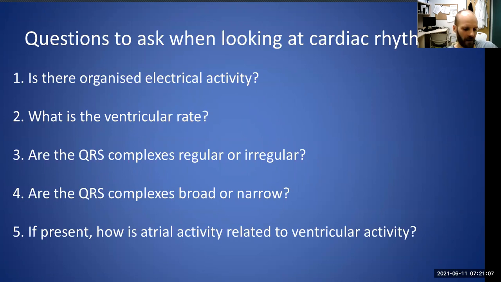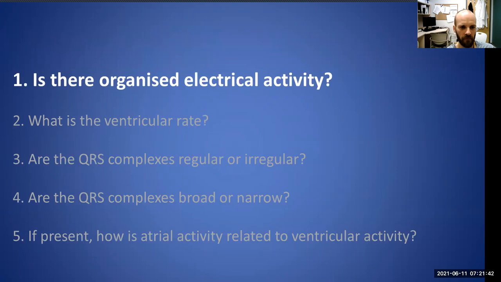As it's the context we're going to put these in, expanding on the things that we've done last time, we're going to ask some questions when looking at cardiac rhythm that will enable us to put things into boxes to work out what sort of rhythm is going on here. Is there organized electrical activity? What's the rate? Some of these things are repetition of what we've done before. Are the complexes regular or irregular? Are the complexes broad or narrow? And if present, how is atrial activity related to ventricular activity? So you know how to work these things out now, and now we're going to see what these things mean.